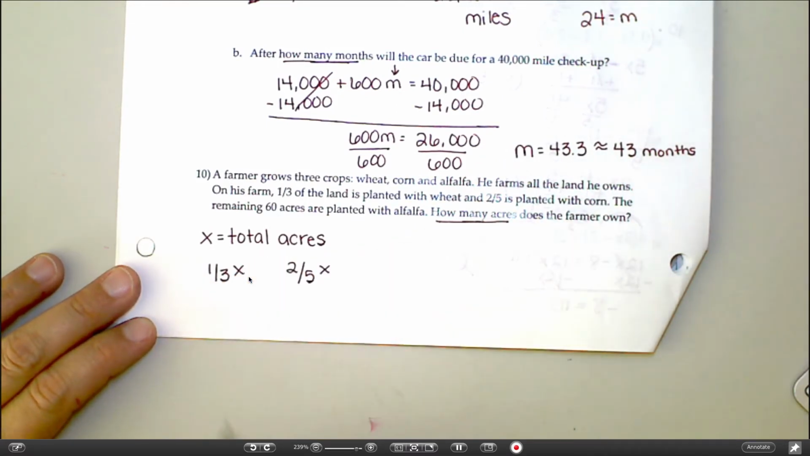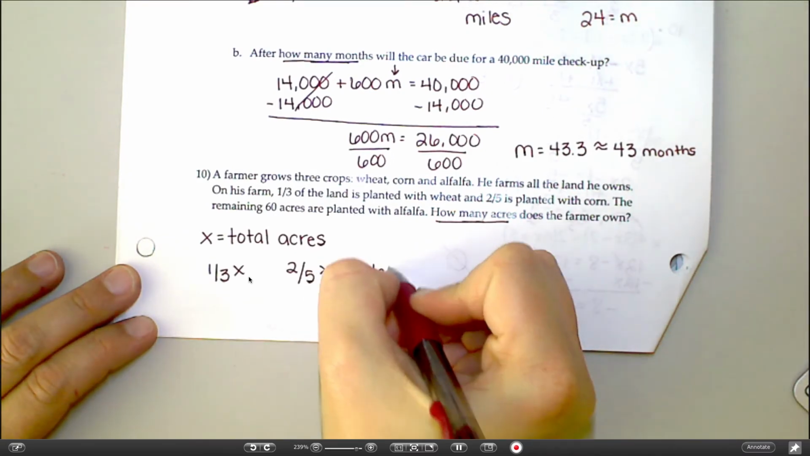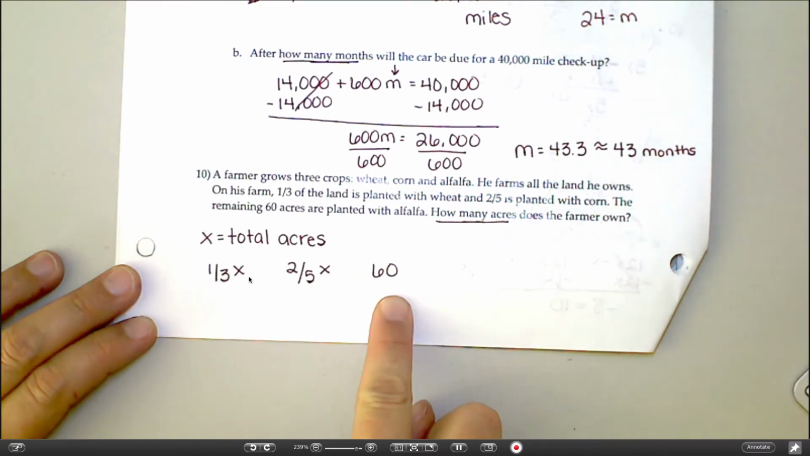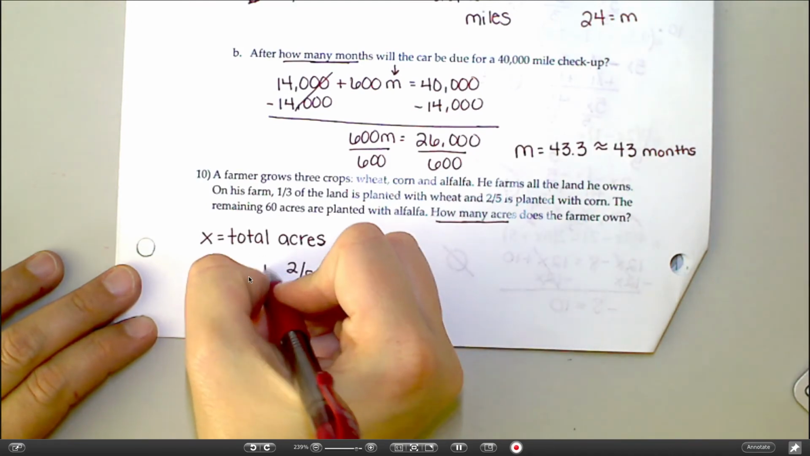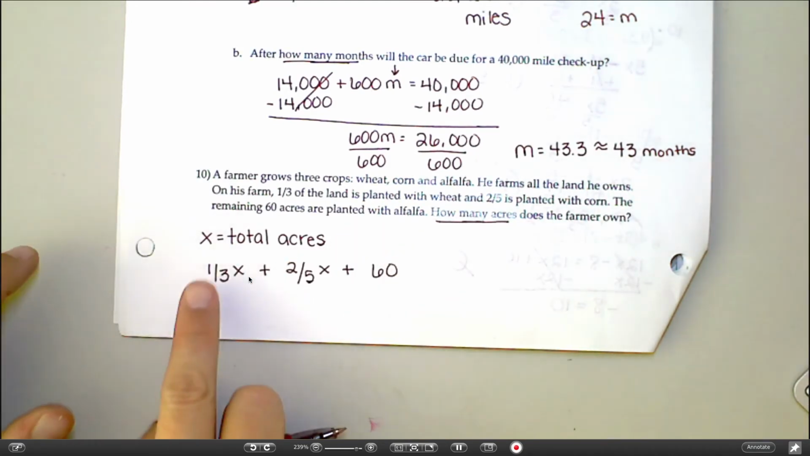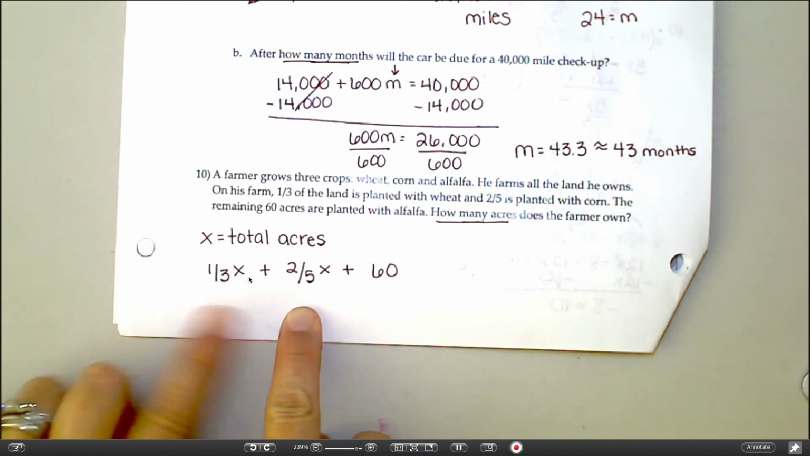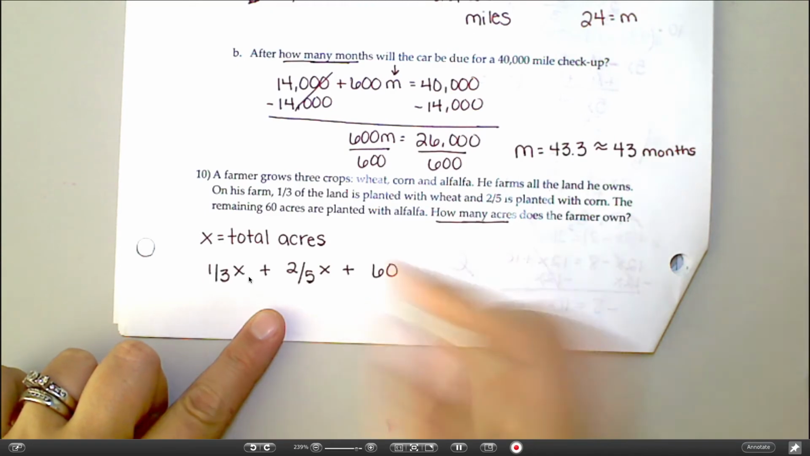And then I have 60 acres that's planted with alfalfa. Does that 60 get an X? No, because it's just 60 acres. What do you think I'm going to do with these 3 things? Add them up, yep, because this is how much land I have total. And so when I add together the amount of land that's planted with wheat, and the amount planted with corn, and the amount planted with alfalfa, what should that give me?